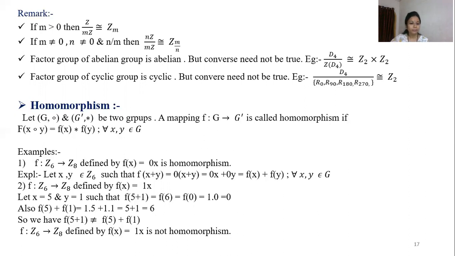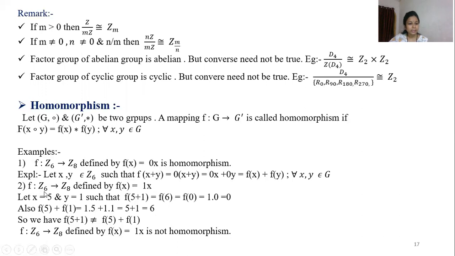Okay, consider the examples. This is the example: f is a mapping from Z6 to Z8 defined by f of x equals 0x. Is it a homomorphism? Let us check. Consider any two elements in Z6, x, y belonging to Z6. What we obtain is f of x plus y, by definition, 0 times x plus y, which can be written as 0x plus 0y. 0 into x is nothing but f of x, 0 into y is f of y. This satisfies the definition. Therefore, f is a homomorphism.